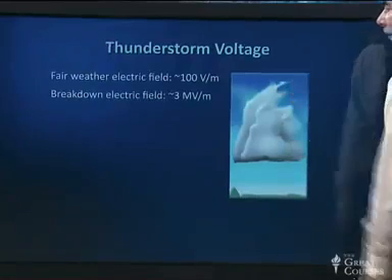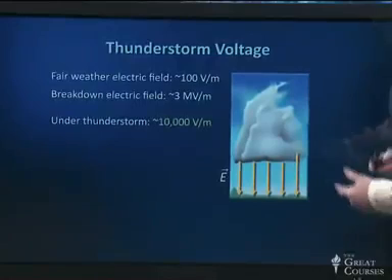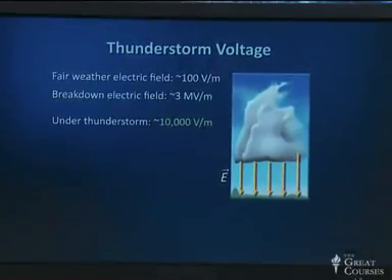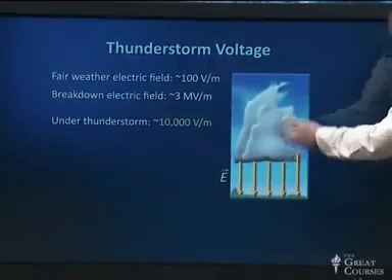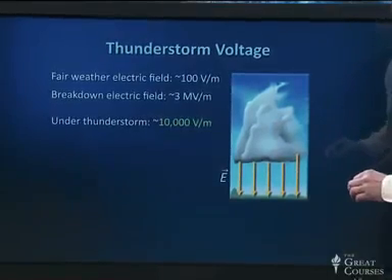The air will break down, meaning that electrons will be torn off air molecules and the air will become a conductor in fields of about 3 million volts per meter. So we're very far from that in fair weather conditions. On the other hand, under a thunderstorm cloud, there's typically an electric field of about 10,000 volts per meter. And incidentally, that field is pointing downward because, as I mentioned earlier, the Earth carries a slight negative charge.